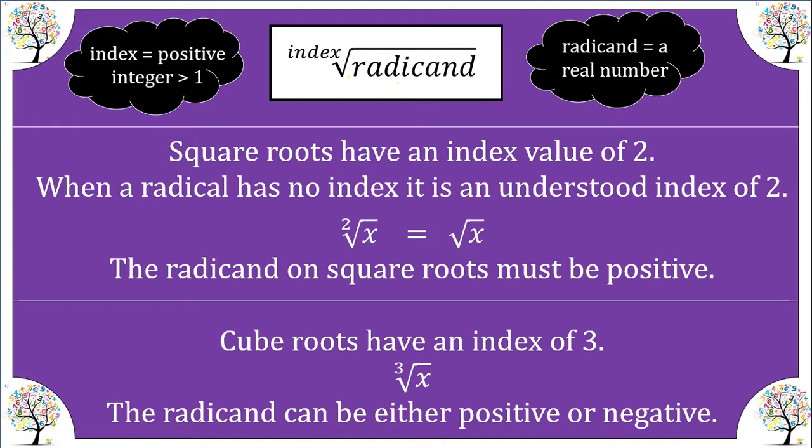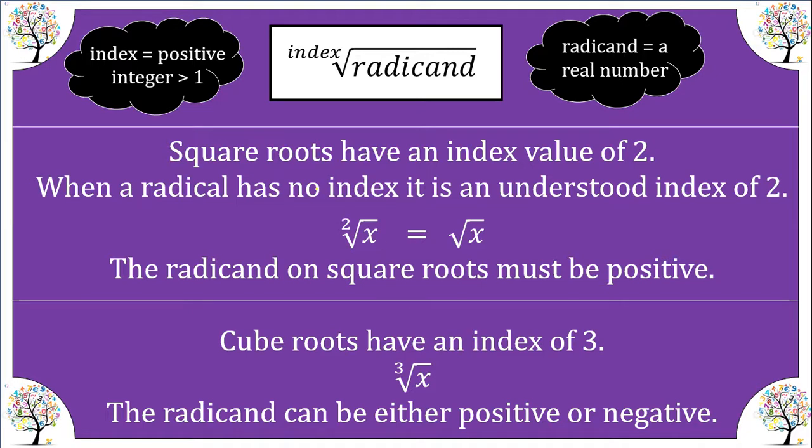A radical expression has an index, which is a small little number that's located right here. We have the radical symbol, and then we have the radicand, which is the expression under the radical symbol. We always have to have a positive integer for our index, and the radicand has to be a real number. So let's talk about square roots and cube roots.